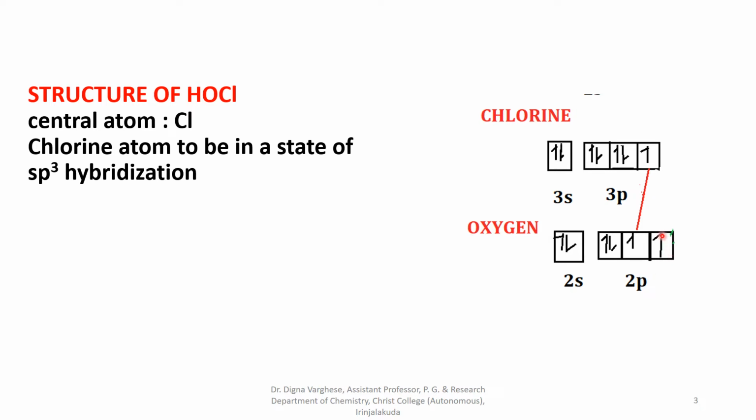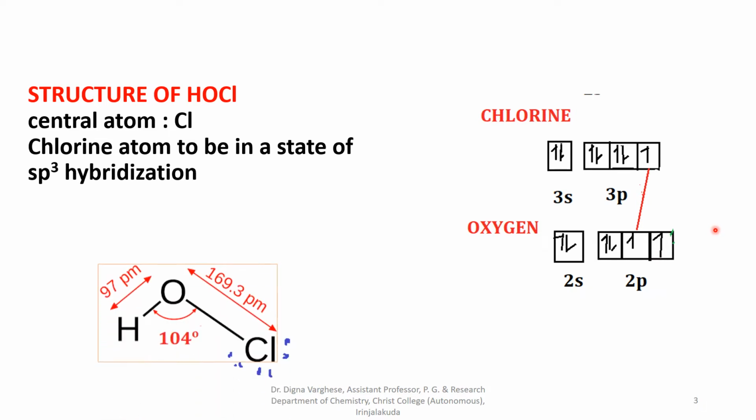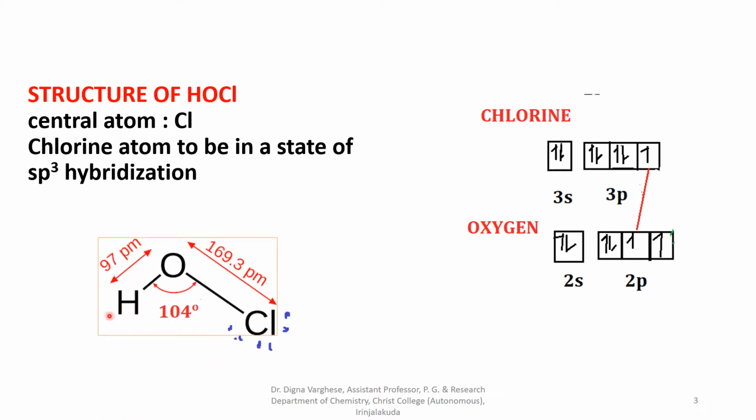This 2p orbital of the oxygen atom is connected to the hydrogen atom, forming the structure HOCl, having bond angle approximately equal to 104 degrees. In this molecule, chlorine atom has 3 sp3 hybridized lone pairs. Okay, 1, 2, 3, that is shown here.